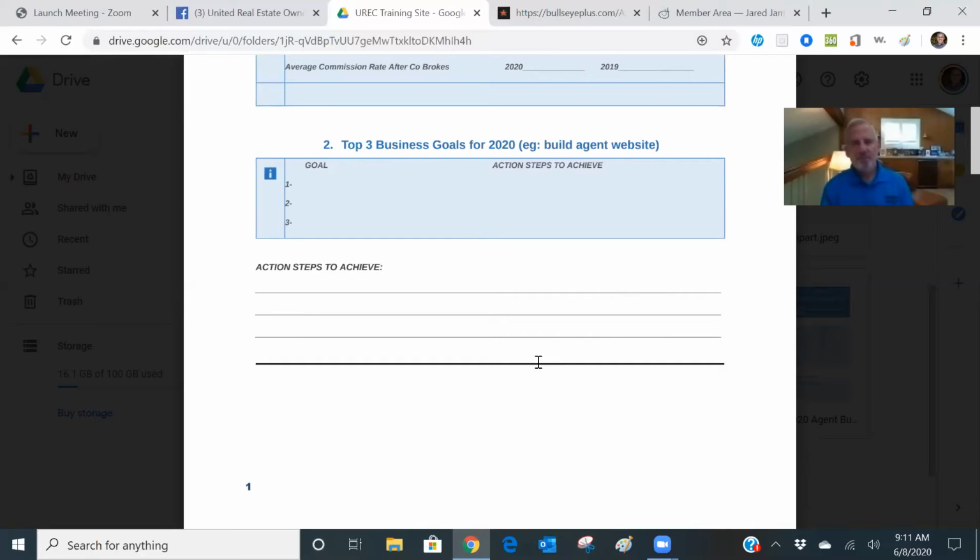But what are you going to do with your CRM? Are you going to make sure that you have your top 150 set up? Are you going to set up drip campaigns? Are you going to do some Facebook advertising? What are your goals that you're going to do this year to meet those numbers up above? So it's a great section to really get focused, get clarity on what you're trying to achieve.